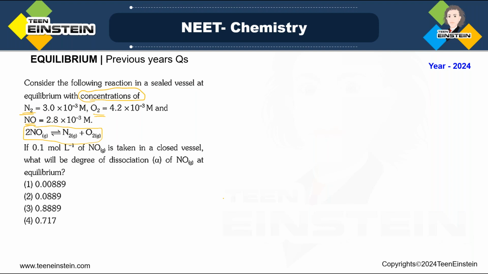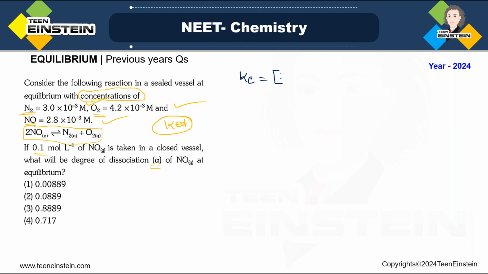If 0.1 mole per liter, which is basically the molarity of NO, is taken in a closed vessel, what will be the degree of dissociation, denoted by alpha, for NO at equilibrium? It is asking the value of alpha, which is always something less than 1. From these three values, you can easily calculate the K equilibrium. Once you know the K equilibrium, alpha can be found because the initial concentration of the starting material is given. So the first thing we have to do is calculate the value of Kc.